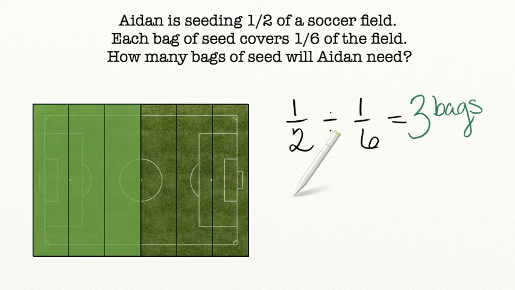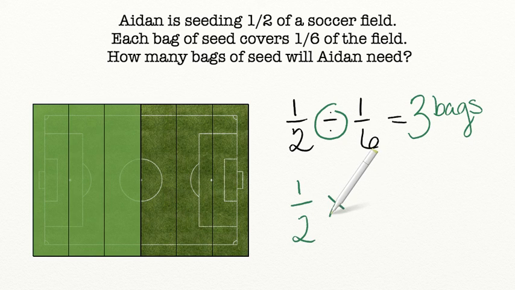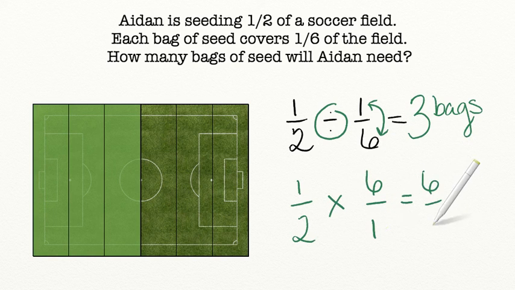We are going to start by rewriting 1/2. Our next step is to find the inverse of division, which we know is multiplication. Our second step is to find the reciprocal of our second fraction. So we are going to flip 1/6 over to be 6 wholes. And our final step is to multiply across. 1 times 6 equals 6, and 2 times 1 equals 2. And if I simplify this further, I can see that this also has the same value as my 3 whole bags that we found above.